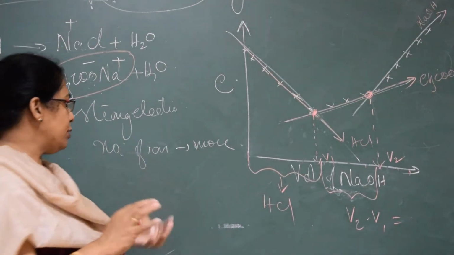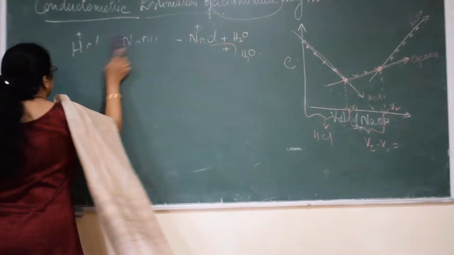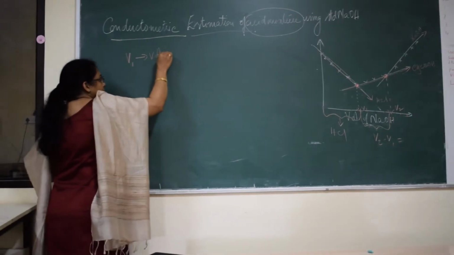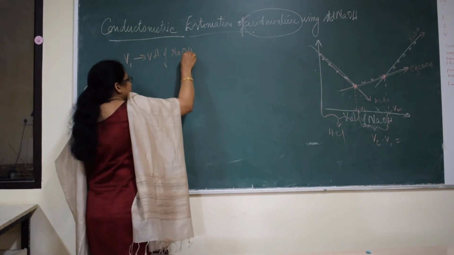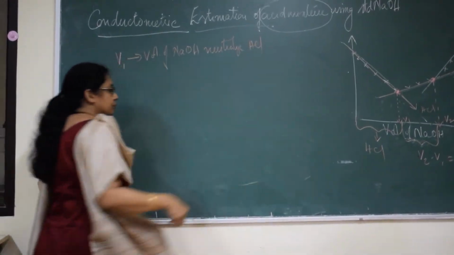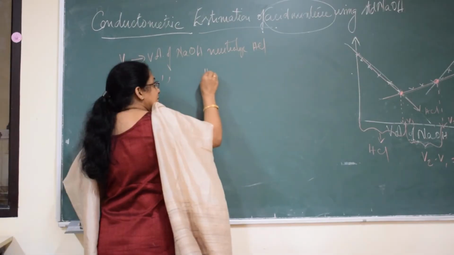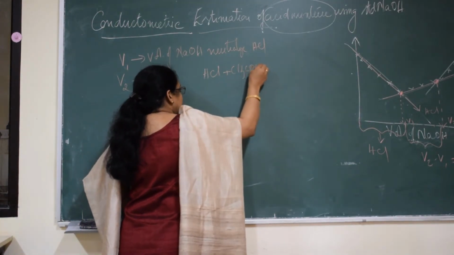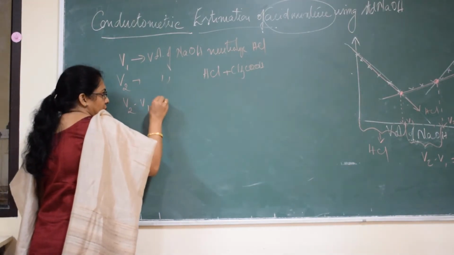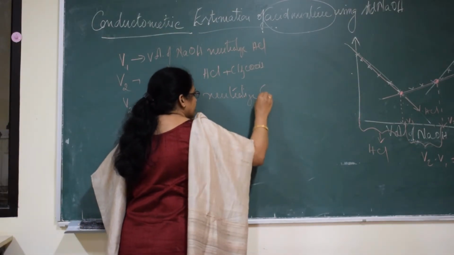Okay, clear? So two volumes we are getting here, one is V1 and the other one is V2. V1 represents the volume of sodium hydroxide required to neutralize HCl. And V2 is the volume of NaOH required to neutralize both HCl plus acetic acid. So you get the volume of NaOH required to neutralize only acetic acid by taking V2 minus V1.